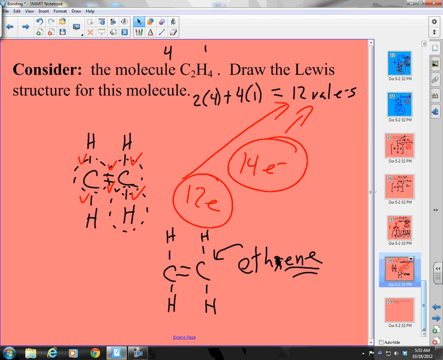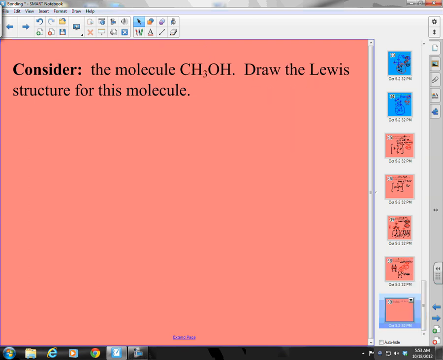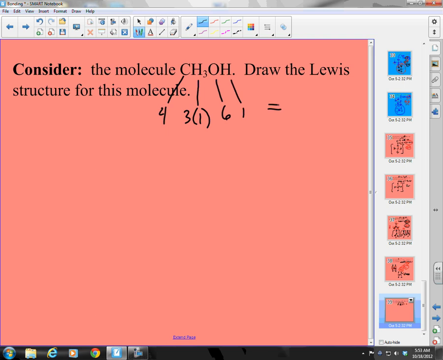Moving on to our last picture. Yay! And we are done with bonding. All right. This one's a little difficult, and we'll work through it together. I shouldn't say it's a little difficult. It's just a little different. Remember, first thing, we'll start counting our valence electrons. I have 4 from carbon, 3 times 1 for hydrogen, 6 for oxygen, and 1 for hydrogen. Add those up, and I get 7, 8, 14. You guys agree with me? I have 14 valence electrons.